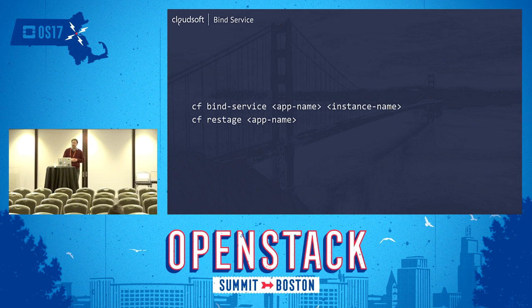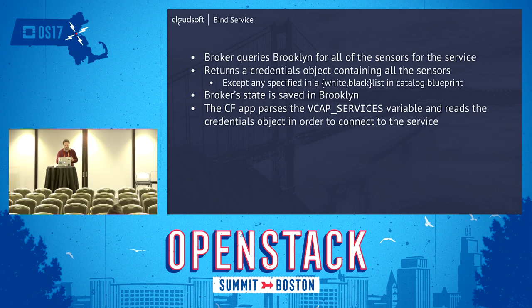Once the service has been created, we can do a CF bind service to bind it to the application and then restage to ensure that the environment variables are updated with the credentials that are passed back from the broker. So, to reiterate, the broker queries Brooklyn during bind to get all of the sensors that are monitoring the service at that particular time, and it sends a snapshot of those sensors within a credentials block, and that sends it back to Cloud Foundry to populate the VCAP services variable. You can specify within the broker.config section, if you like, a whitelist or a blacklist to make sure that certain sensors are not sent back in the credentials object as well.